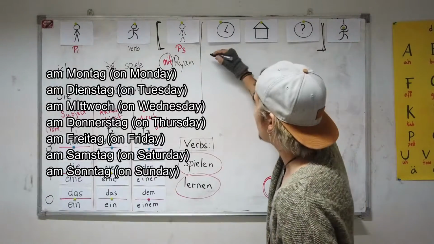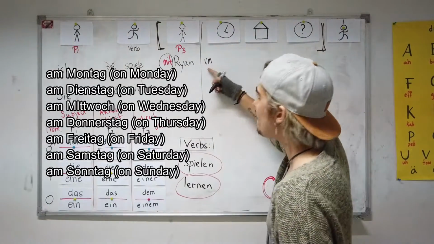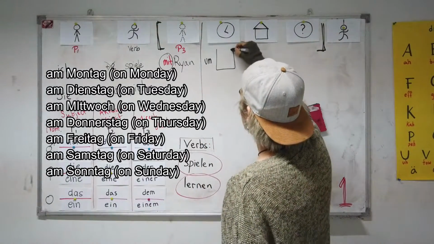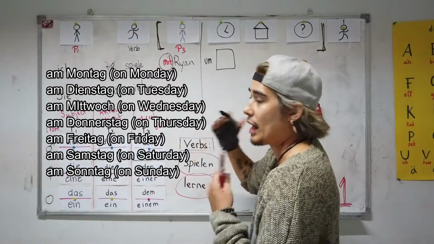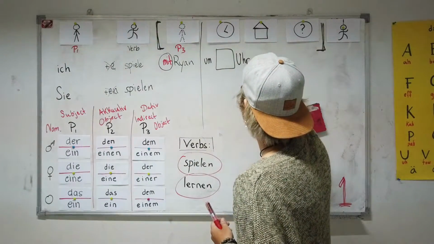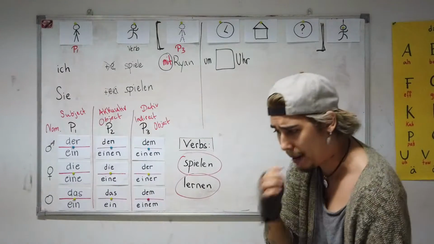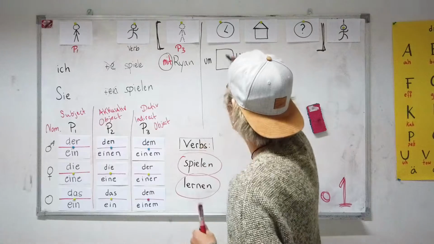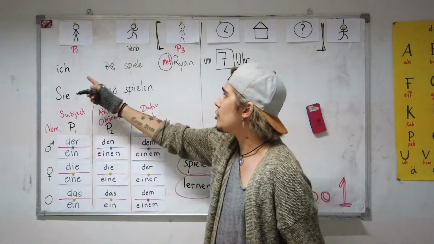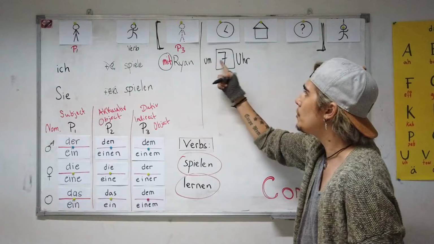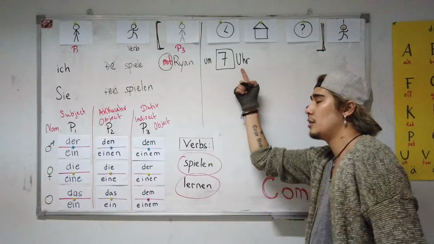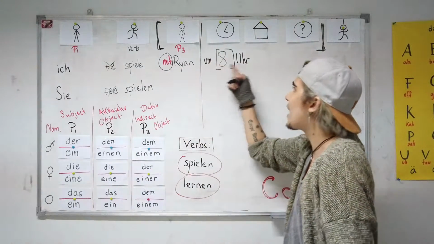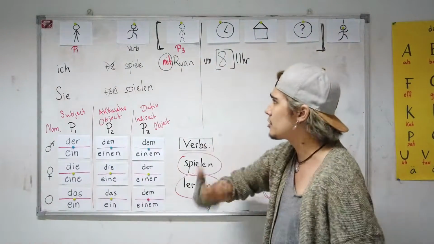If it's a time, very simple everyone, just put the letter U here, and right in this slot you put a number, which is the time, and then Uhr. So if I'm going to play with Ryan at 7 o'clock, guess what? Ich spiele mit Ryan 7 Uhr. If I want to play at 8 o'clock, ich spiele mit Ryan 8 Uhr, 9 Uhr, okay? You can just do the German numbers.